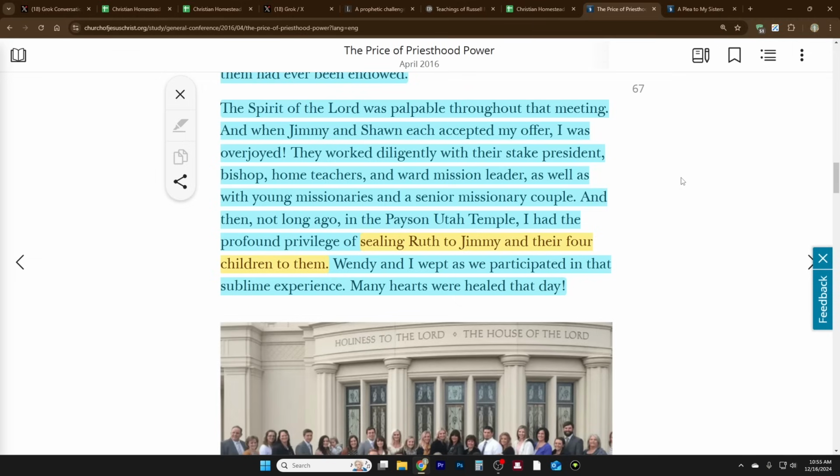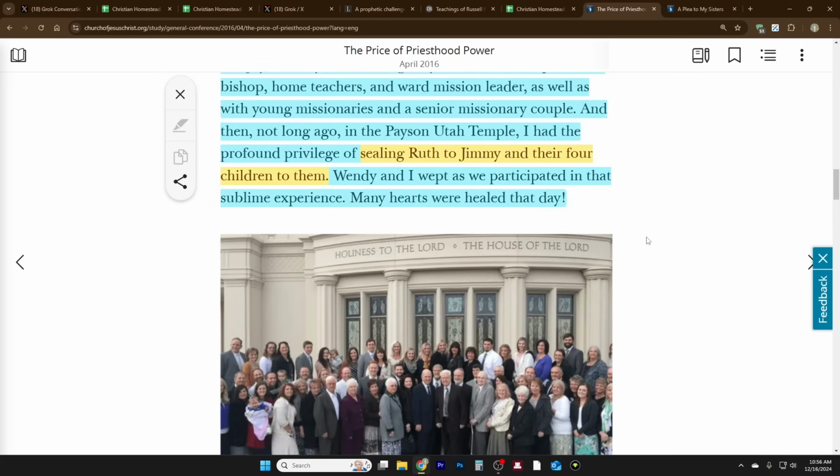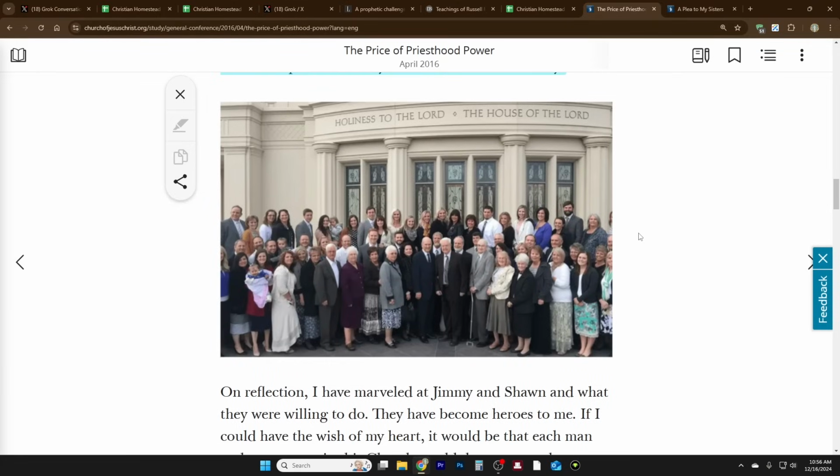They worked diligently with their stake president, bishop, home teachers, and ward mission leader, as well as with young missionaries and a senior missionary couple. And then, not long ago, in the Payson, Utah temple, I had the profound privilege of sealing Ruth to Jimmy and their 4 children to them. Wendy and I wept as we participated in that sublime experience. Many hearts were healed that day. And then there's the picture of it.